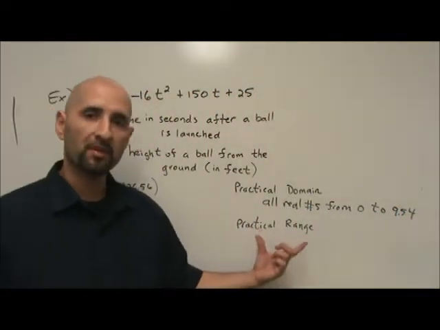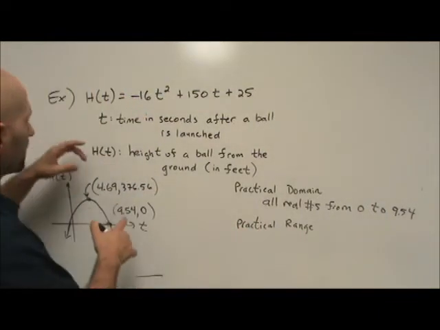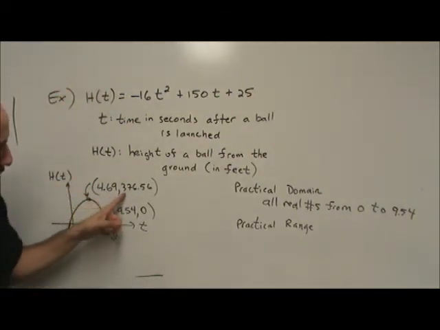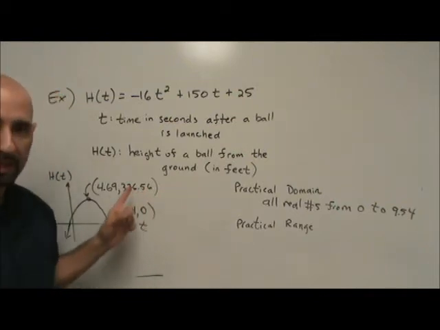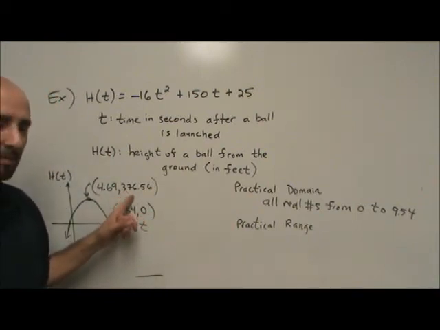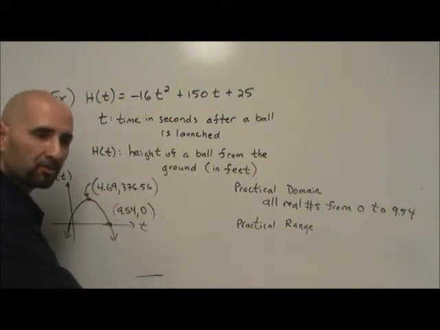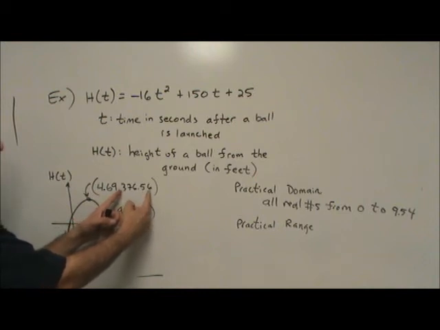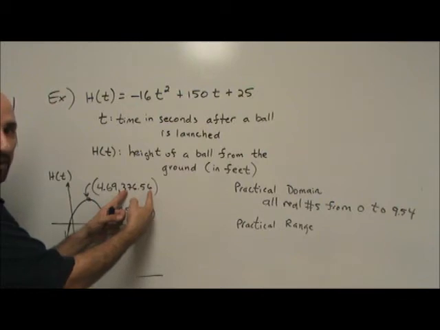Practical range is, what are the possible heights of the ball that make sense in context? And so the idea here, what are the possible h of t values on our graph? The ball has a max height here of 376.56, so it can't be higher. So a range value can't be at 400. Remember, this is the maximum height. A range value can't be negative. The ball doesn't hit the ground and start driving itself below ground. So the idea here is a range is really from this value to 0, or all real numbers from 0 to this highest value.